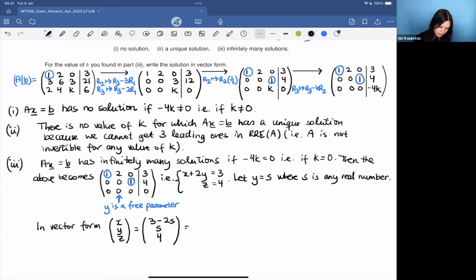And now we can split this out here into a point plus a scalar multiple of this vector, where s can take any value. I'm just using the symbol there for the real numbers. So that is the answer to the final part of this question.